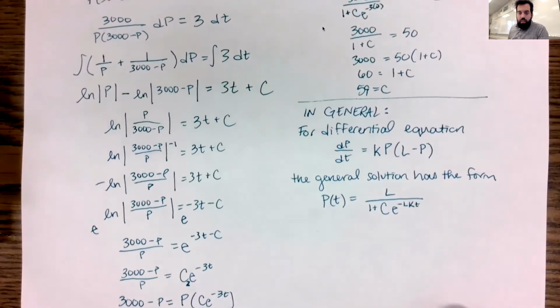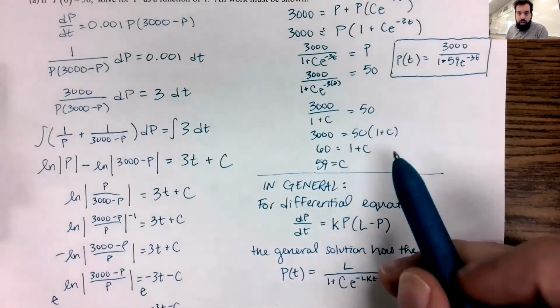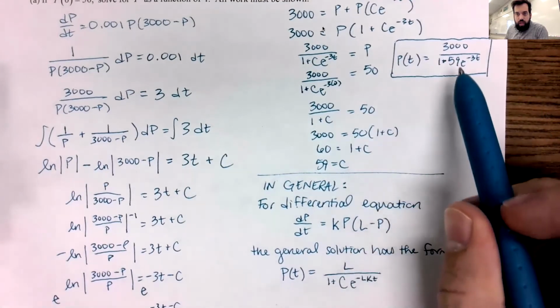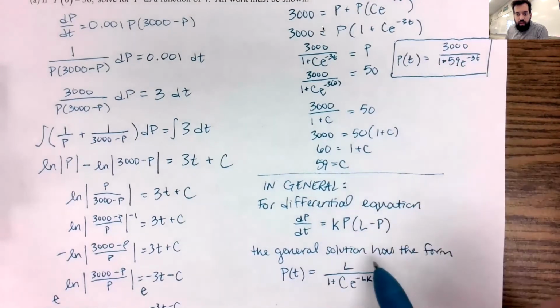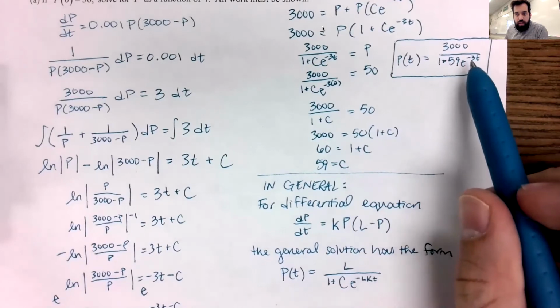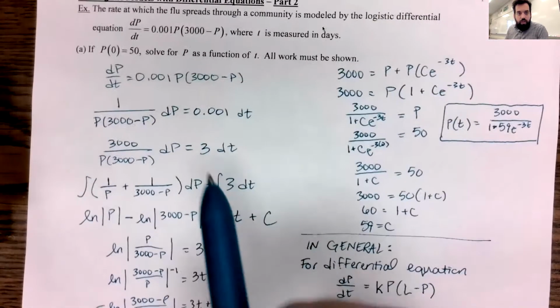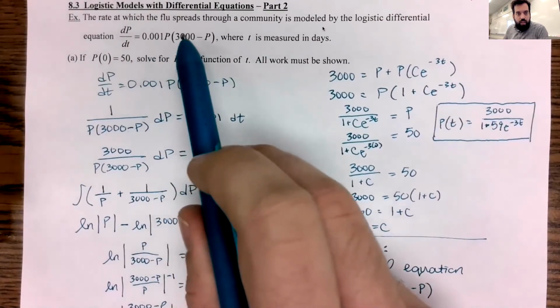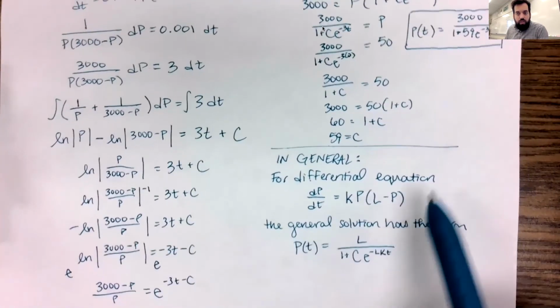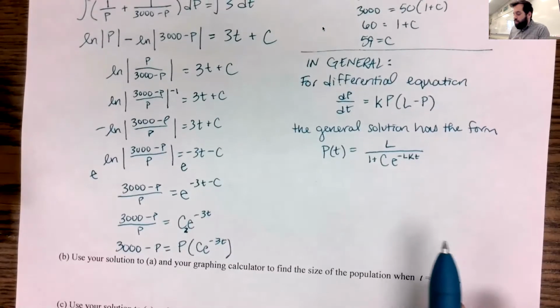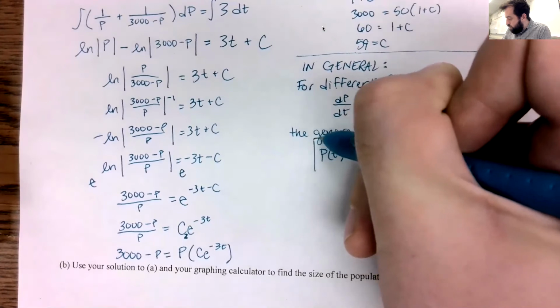And that's exactly what we ended up with up here, right? L was 3,000, c was some new constant that we had to figure out, and then up here multiplied by t was negative 3, which is negative L times k. Those come straight from the original, so it's 0.001 times 3,000 equals that negative 3 that we ended up with up here, okay? So I'm going to box this because this is something that we should memorize.